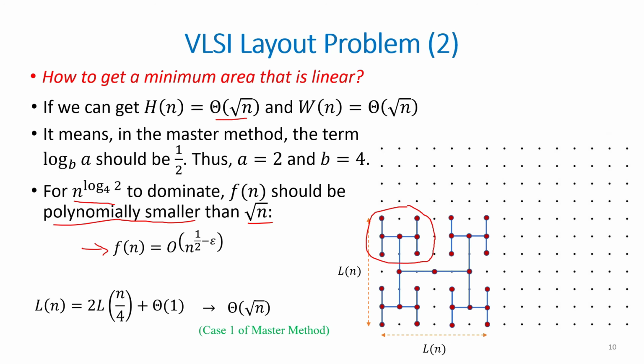So we were able to reduce the area to theta of n by solving L of n as given over here. Therefore, the area would be L of n times L of n, which is equal to square root of n times square root of n, which is equal to n. Therefore, the minimum area would be of the order theta of n.